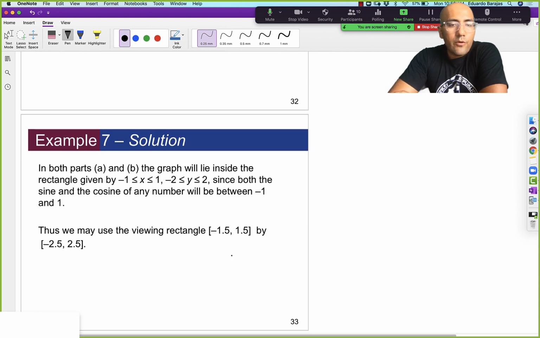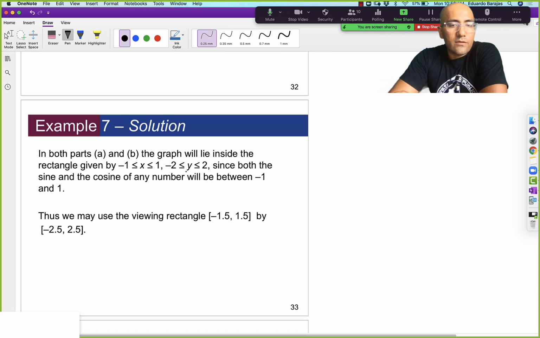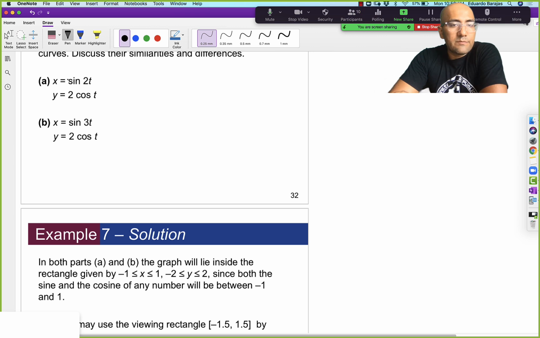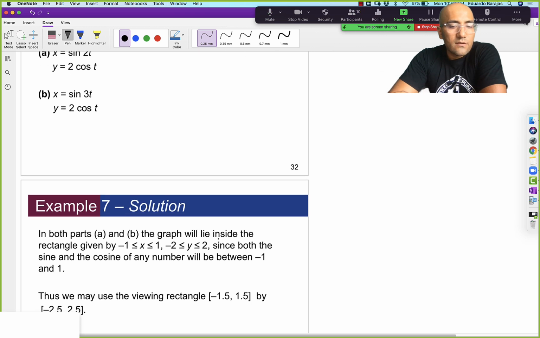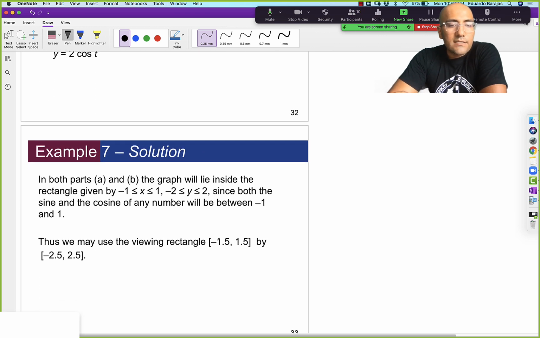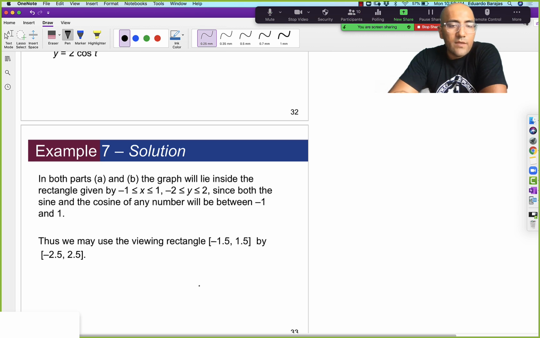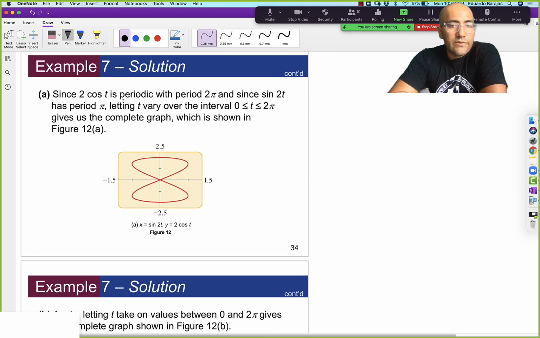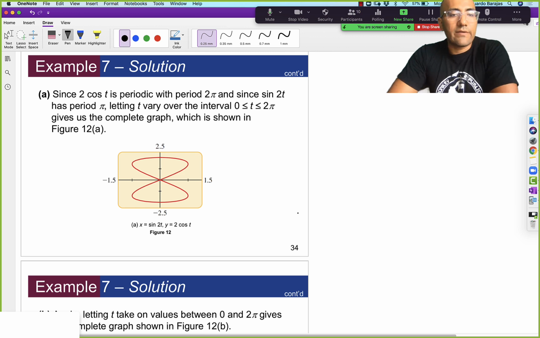So in both parts A and B, the graph will lie inside the rectangle given by -1 to 1, because the sine is bounded by -1 to 1. The 2 or the 3 changes how frequently we complete a period, so it oscillates faster through its period, but it doesn't change the amplitude of the sine function. It's still trapped between -1 and 1. And this 2 right here changes the amplitude, so the y-coordinates are bounded between -2 and +2. So there you go. You just have to use your technology to graph it. That's all these questions are going to ask you to do.